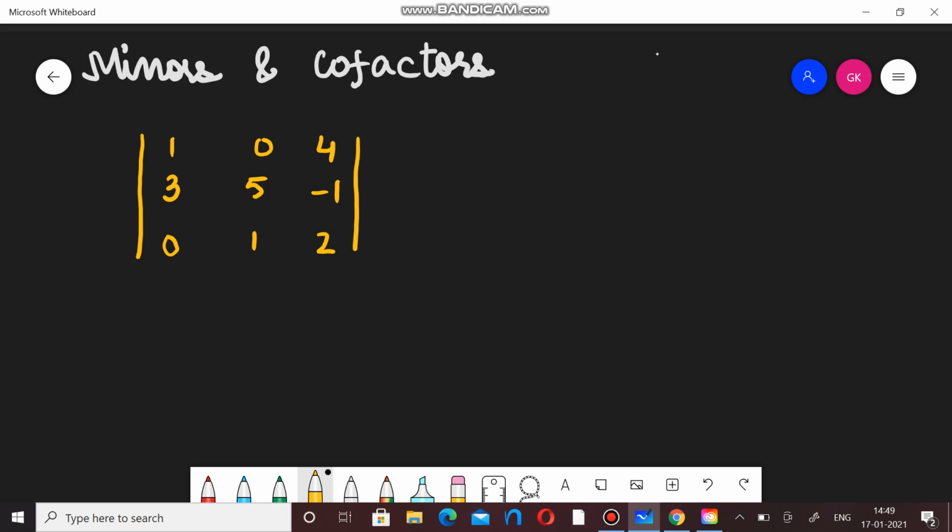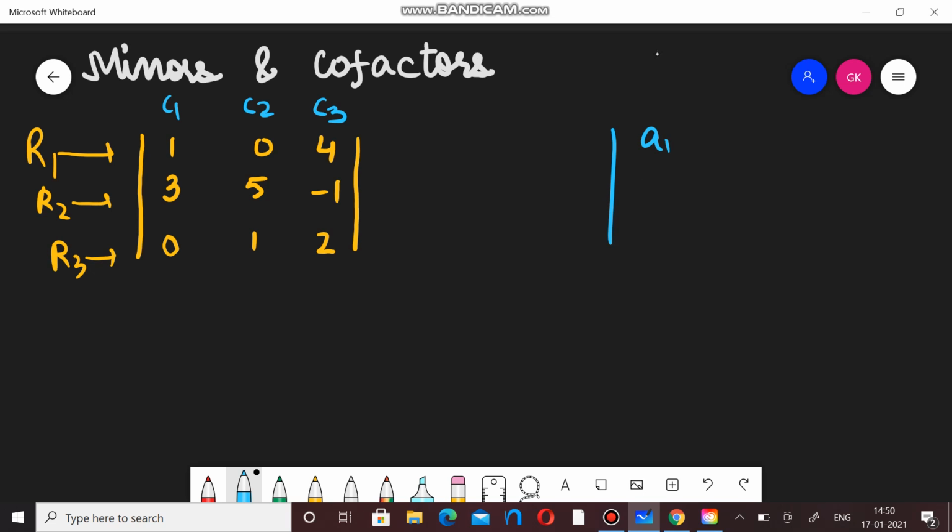Like over here we can find out the minor of element 1. I hope you all remember this is row 1, this is row 2 and this is row 3. Over here this is column 1, this is column 2 and this is column 3. Usually in general we write the elements as A11, A12 and A13 and so on. We write all 9 elements. So if I ask you the minor of element 1, we can name it as M11. Now how do we calculate that?